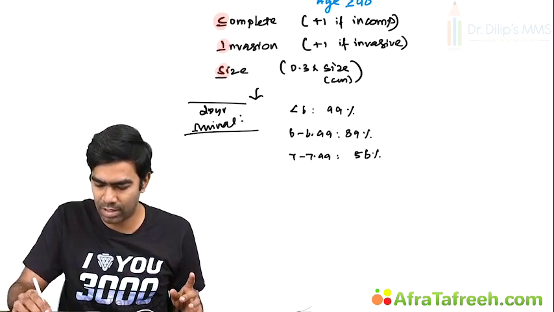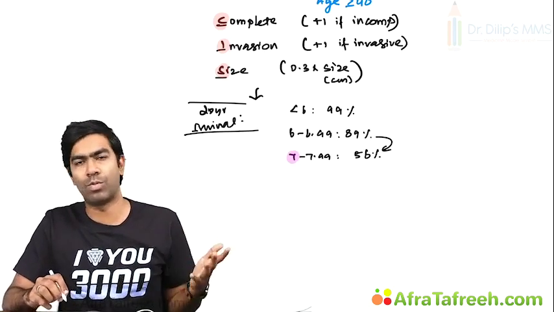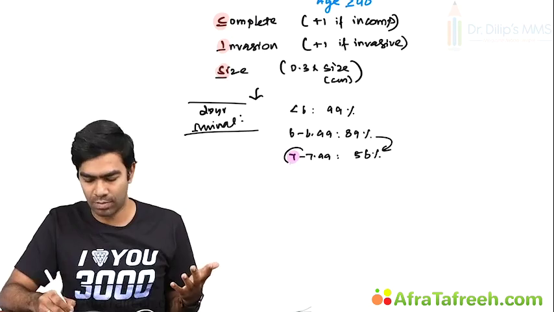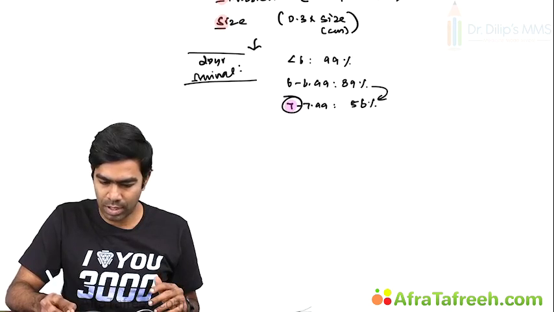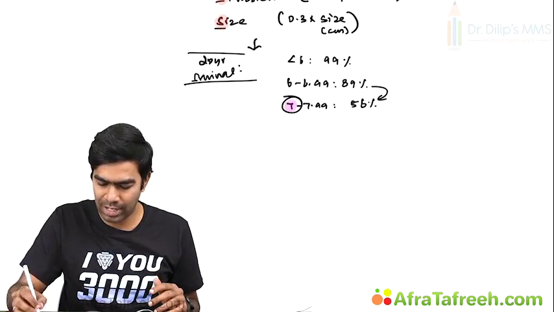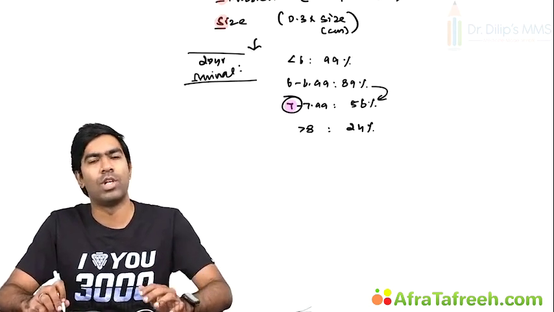You can see the survival drops dramatically from almost 90 to almost 50% once the score reaches 7 and above. If the score is 8 to 8.99 or anything more than 8, you have only 24% of 20 years survival.